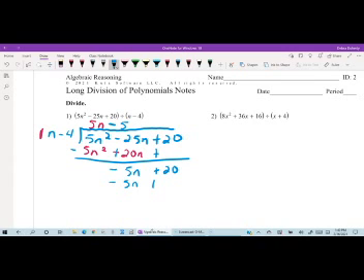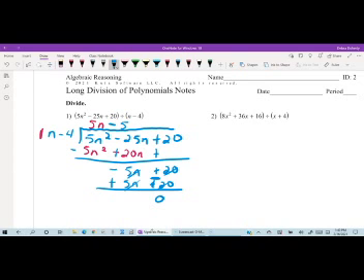Then we're going to take negative 5 times negative 4, which gives us a positive 20. We're going to bring that down. We're going to change our signs. And what that does is our negative 5n's add out, and our positive 20 and our negative 20 also add out. So this does not have a remainder.